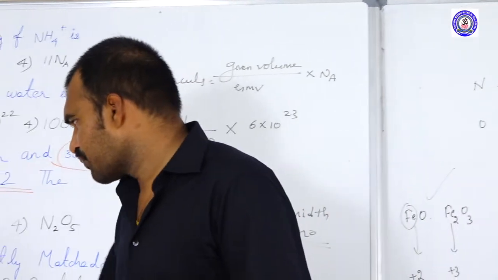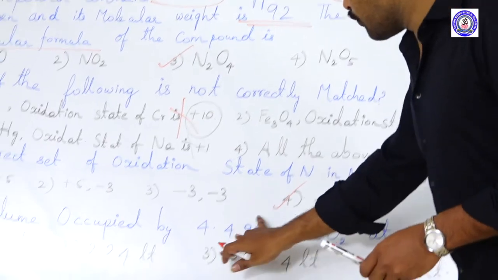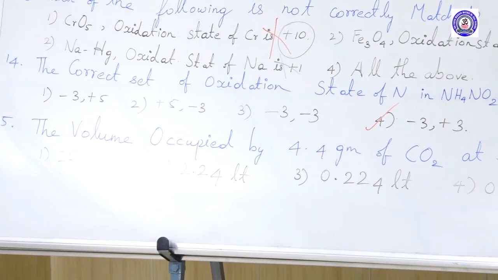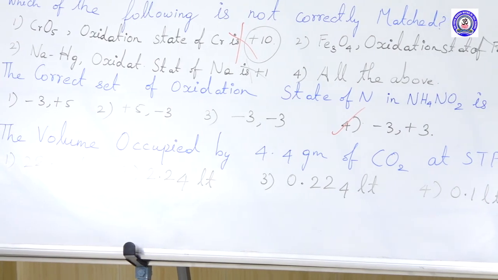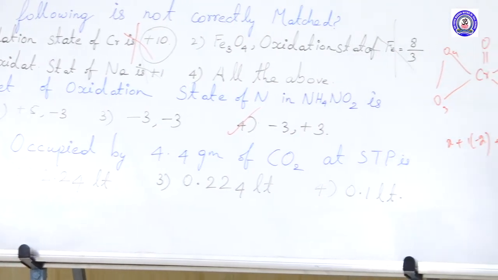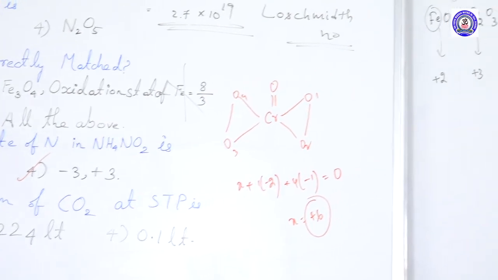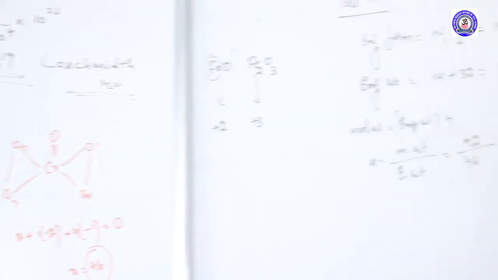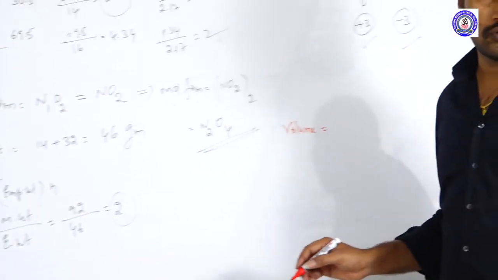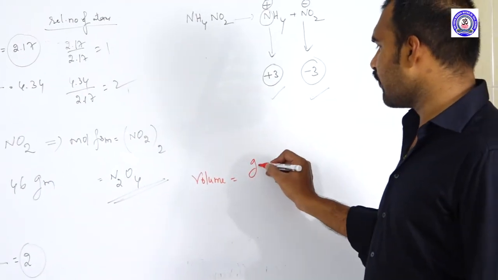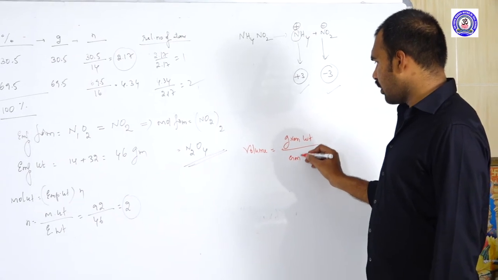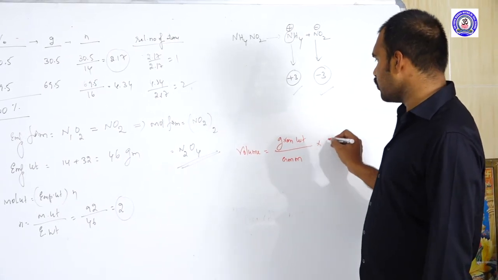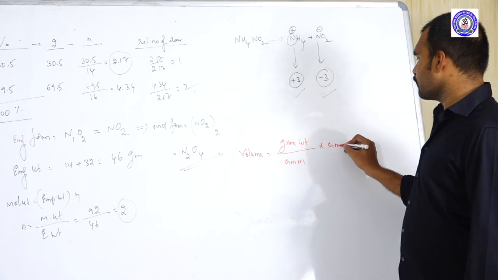Next, move to the next one. The volume occupied by 4.4 grams of CO2 at STP. So he has given the weight and is asking for the volume. This is completely based on the mole concept. What is the formula for the volume? Volume of gas occupied by the given weight is equal to the given weight by its gram molar mass into gram molar volume.